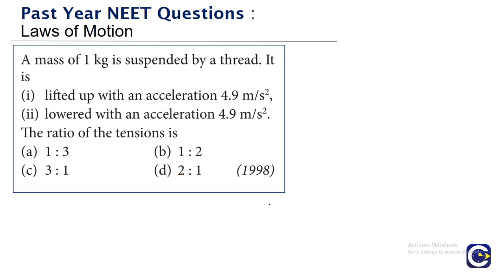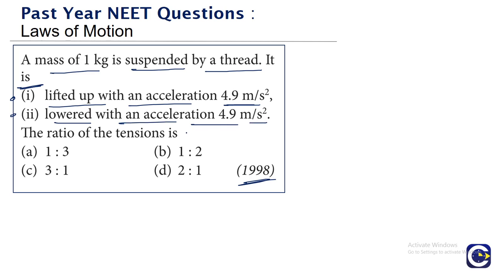Next we have a question that came in the year 1998. A mass of 1 kg is suspended by a thread. They are giving us two cases. The first case is lifted up with an acceleration of 4.9 meter per second square. The second case is lowered down with an acceleration of 4.9 meter per second square. The ratio of the tensions is. So look at it, what is going to happen?